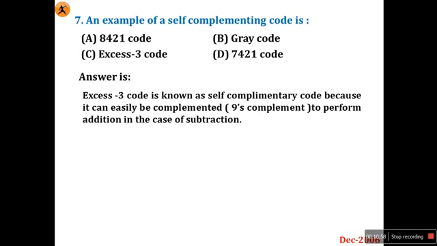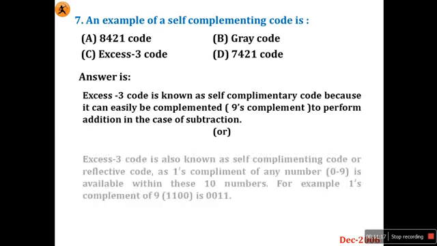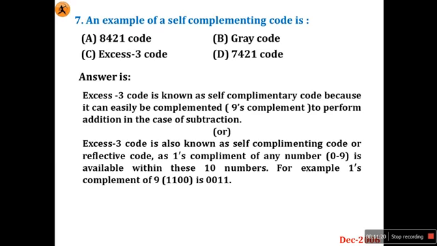XS3 code is known as a self-complementary code because it can easily be complemented up to 9's complement to perform addition in the case of subtraction. Means you can perform 9's complement once you get all the values of 1's complement. Self-complementing code is also known as reflective code, as the 1's complement of any number is available within the 10 numbers. That's why it is a self-complementary code. I hope it's clear. It's a direct property. So option C is the right answer.